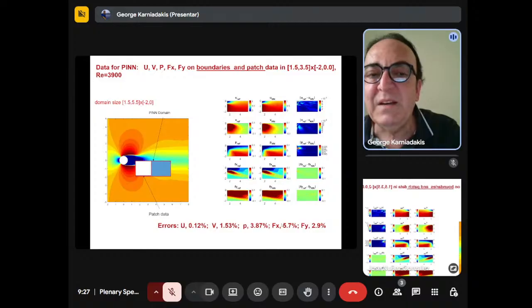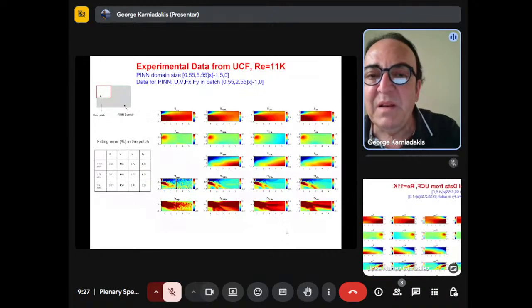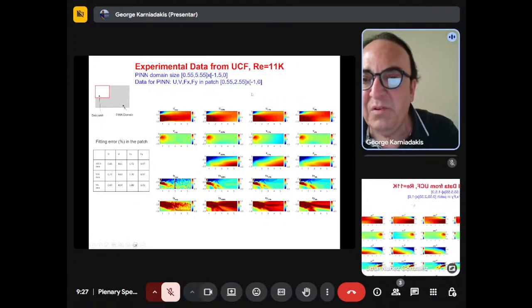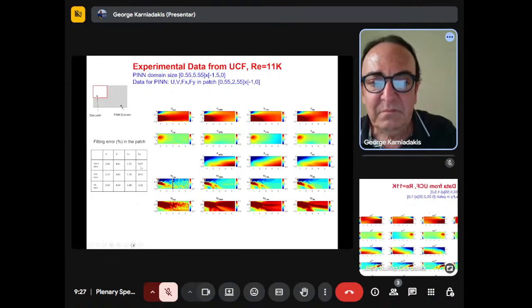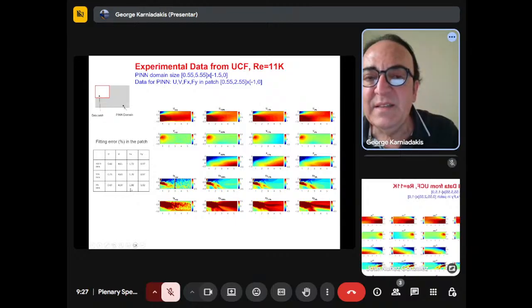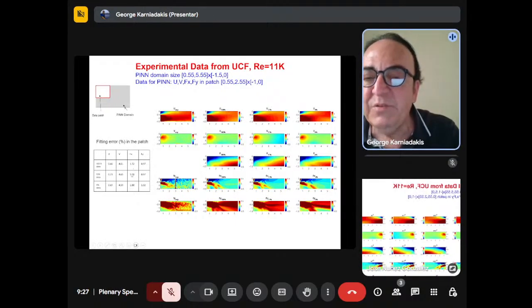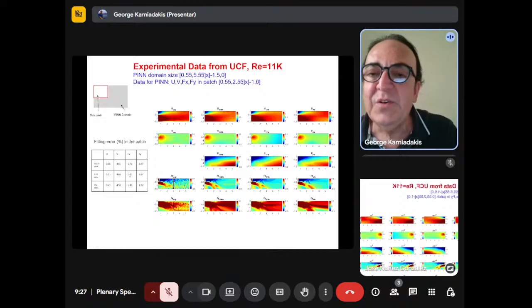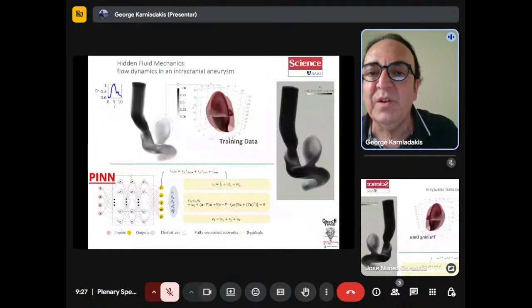We can actually do better if we have data inside. As you can see here, these are still synthetic data, but the errors go down to about 5%. Now I can use real experiments, and these are experiments from the University of Central Florida at Reynolds number 11,000. It's an ongoing project we have with DARPA. And you can see in all cases, we have errors which are less than 5%. So these PINNs can also be used for closure modeling.